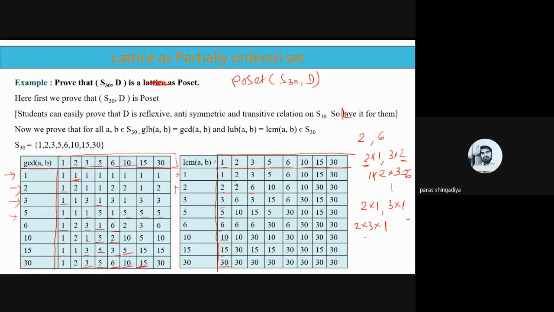So it will be 2 into 5 into 1, that is 10. Clear? And 2 with 6, LCM will be 6. Clear? Then after that, 2 with 10. So what will be the LCM of 2 with 10? It will be 2 into 1, and 10 will be written as 5 into 2. Clear? So consider 2 one time, 2 into 1 into 5. So the answer will be 10.